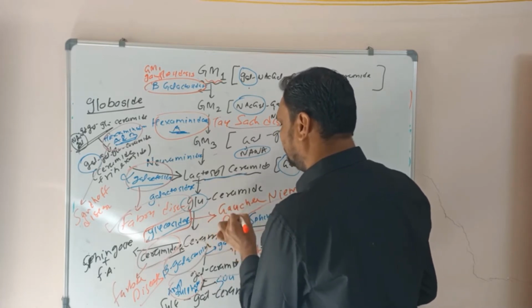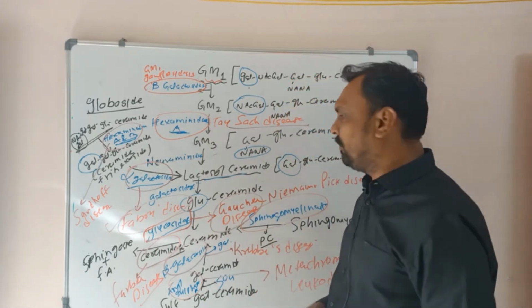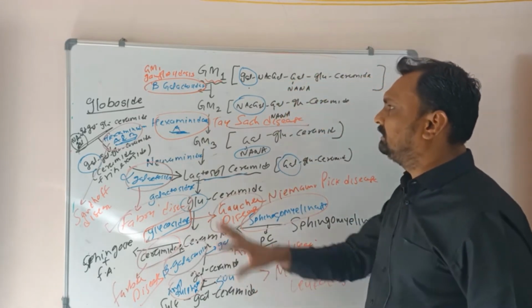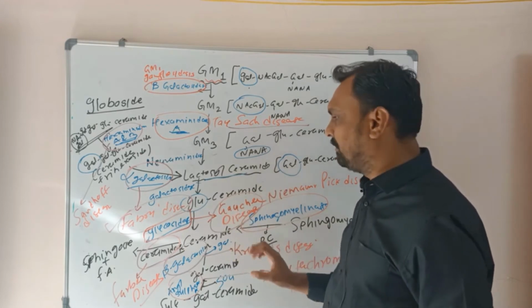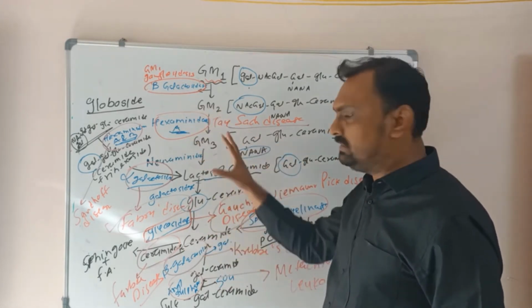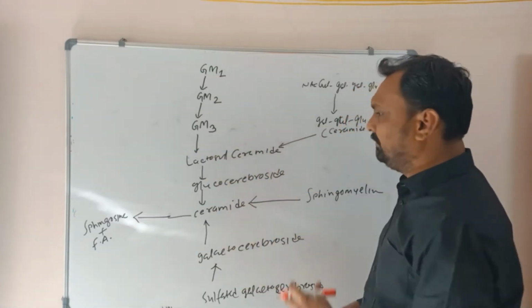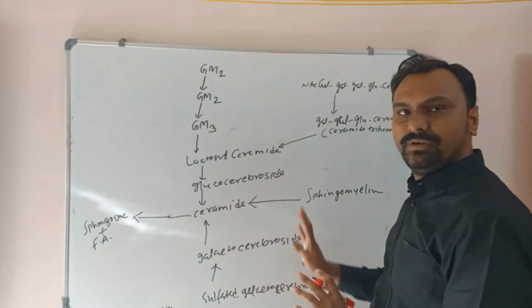the Gaucher disease. This Gaucher disease is also frequently asked in the competitive exams. So this is all about the different types of sphingolipidosis. Now we will see the clinical features of each of these diseases. So this is a diagram. You can take a screenshot of this. It is very well explained here.